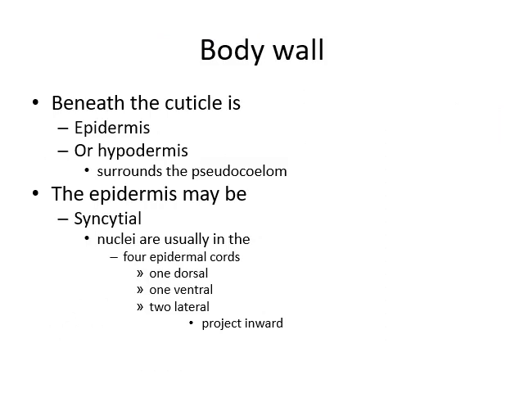Now the body wall. Beneath the cuticle is the epidermis or hypodermis that surrounds the coelom, in this case the pseudocoelom. The hypodermis may be syncytial, having many nuclei but no cellular outline or cell membrane. Nuclei are usually in the 4 epidermal cords, one dorsal, one ventral and 2 lateral, that project inward.